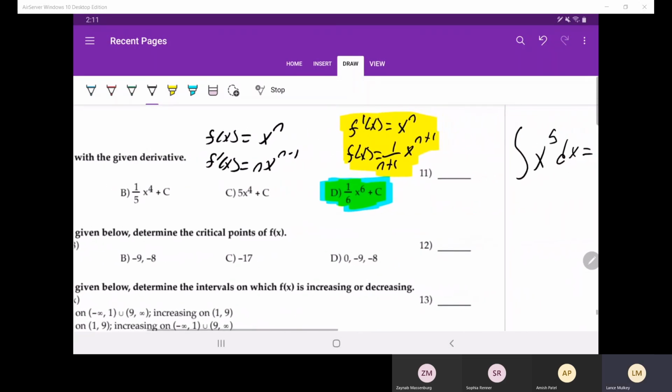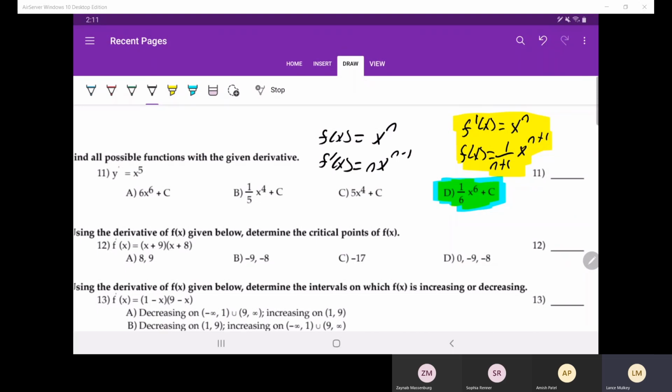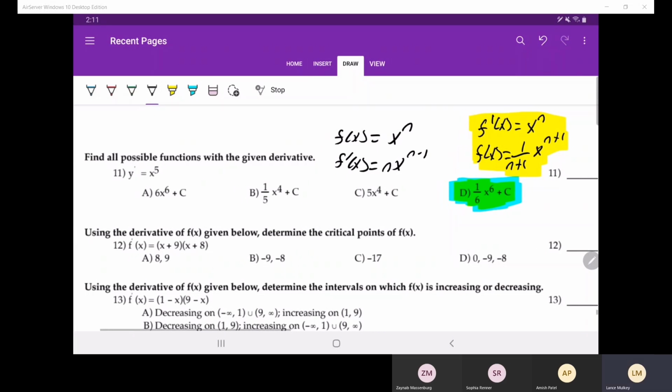So why is there a constant c? Because say you have 1 over 6 times x to the 6th minus 57. Isn't that the same derivative as 1 over 6 x to the 6th plus 340 or 45? So you can plug in any real number right there and it'll work. Any other questions?